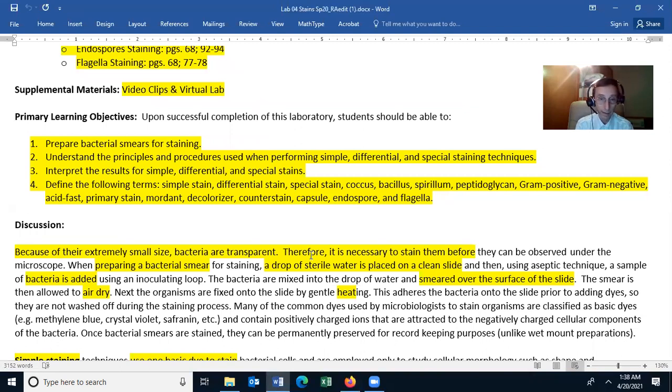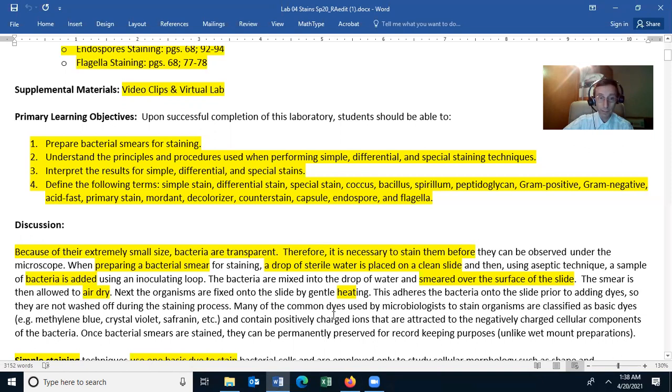What's the simple stain? A differential stain, a special stain, what's a coccus, a bacillus, a spirillum, what's peptidoglycan, what are gram-positive cells, what are gram-negative cells, and you should at this point know some differences between gram-positive and gram-negative. What's an acid-fast stain? What is the primary stain? What's a mordant? What is the decolorizing agent, sometimes called the decolorizer? What is a counter stain? What is a capsule? What is an endospore? And what is a flagella?